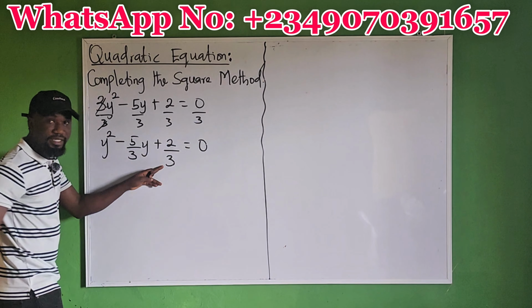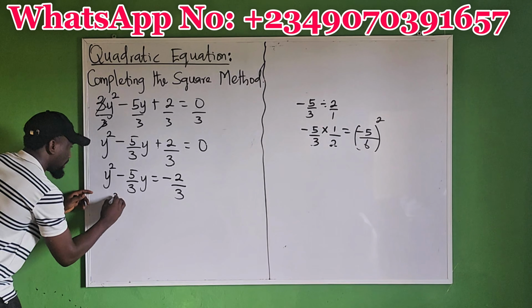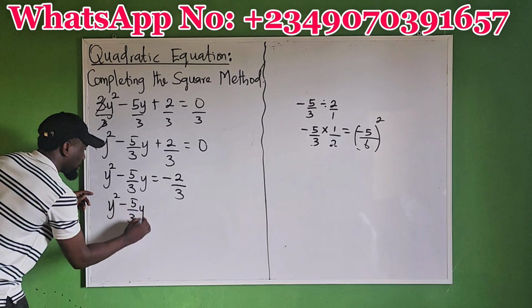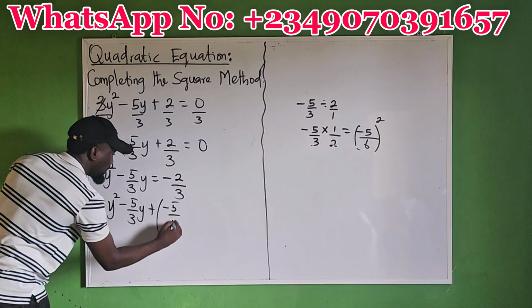Then this will be squared. This value is going to be added to the right hand side and also to the left hand side. So this is y squared minus 5 over 3y plus negative 5 over 6 all squared, is equal to negative 2 over 3 plus negative 5 over 6 all squared. So it's very simple. What's the next thing? We don't need the middle value here, so check for the terms.